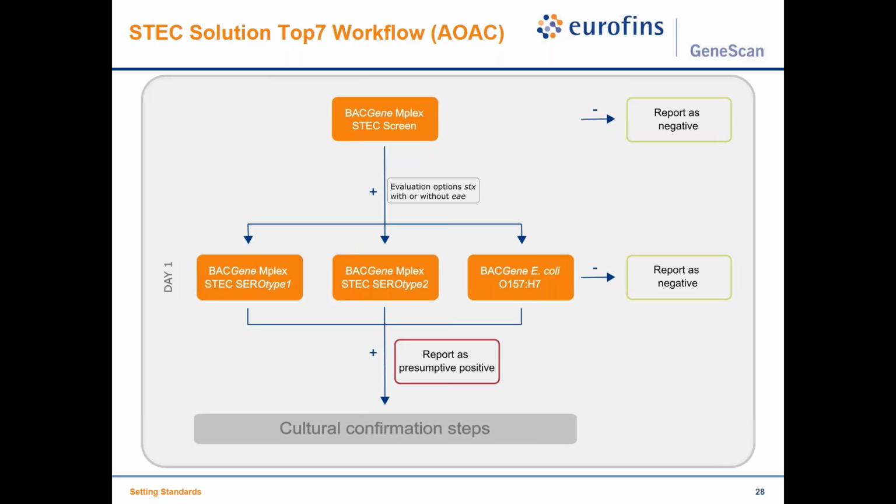So the MLG and our workflow start with a screen. Here, again, we have the option in our software to choose, do we want to have only the STX being scored as positive, or do we want the combination of STX and EAE? So you have all the flexibility depending on the country that you want to export to, to make sure that you are compliant with the regulatory requirements. After that, we have the different serotype assays for the identification. If all these are negative, you can report them as negative, or you can go then into the cultural confirmation if you have a positive.